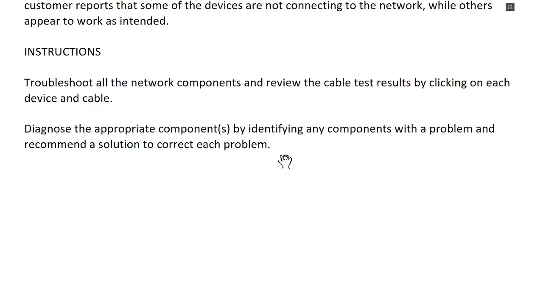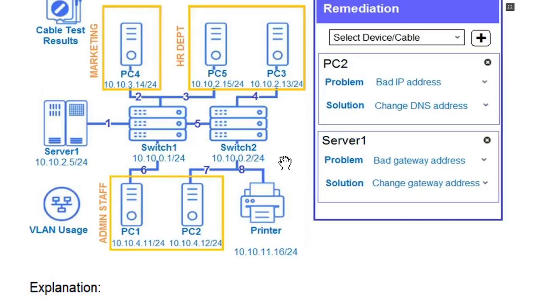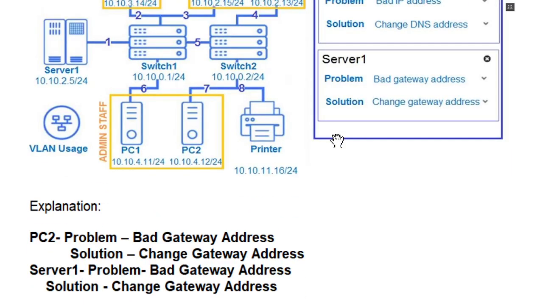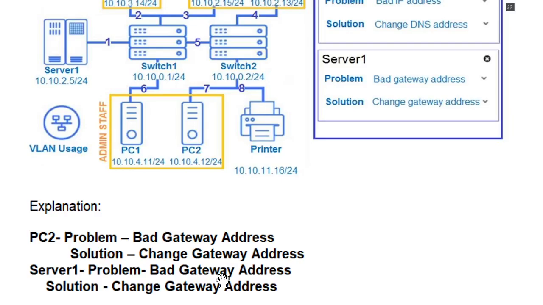All right, this one is another one. Again, you guys can read the instructions. I'm not going to take the time to go through that. This one looks really weird, and I'm not real sure. But here's the actual answers, if I remember right. Yeah, PC2, problem, bad gateway. I see this says bad IP address. It's bad gateway. Solution, change gateway address. Server 1, problem, bad gateway, change this.